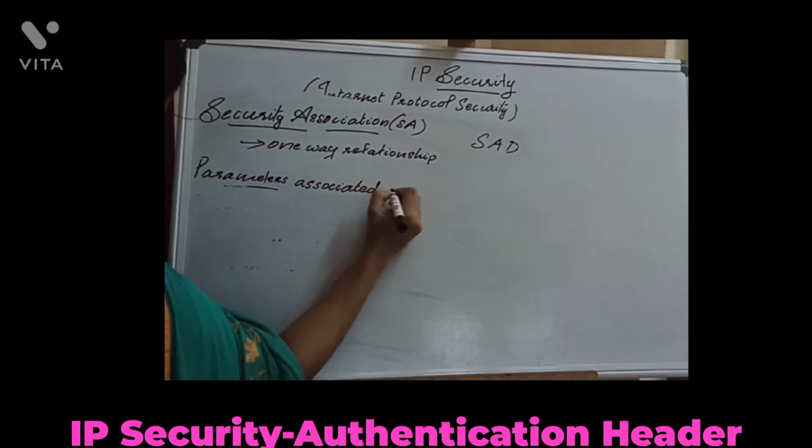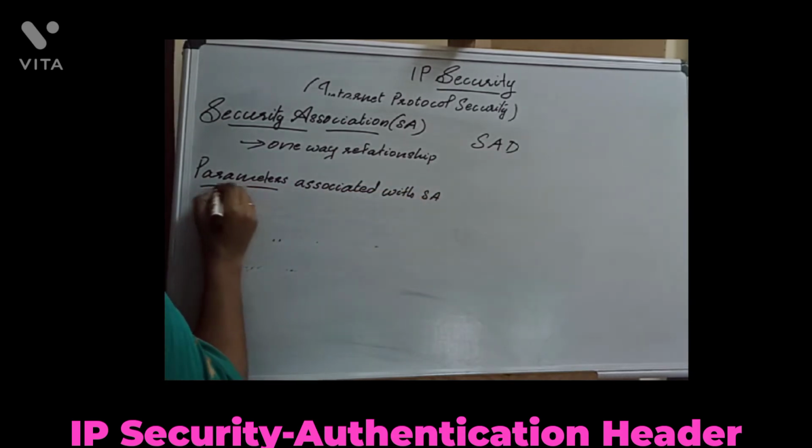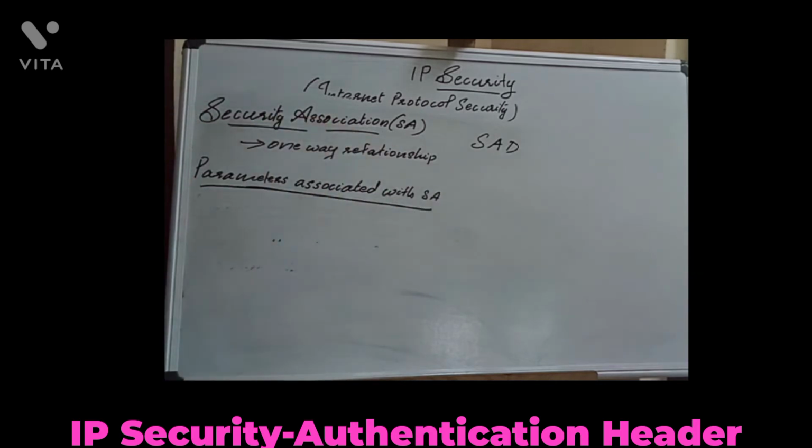Parameters associated with security association. What are the different parameters associated with security association? First one is the security parameter index. That is the unique identification of a security association.